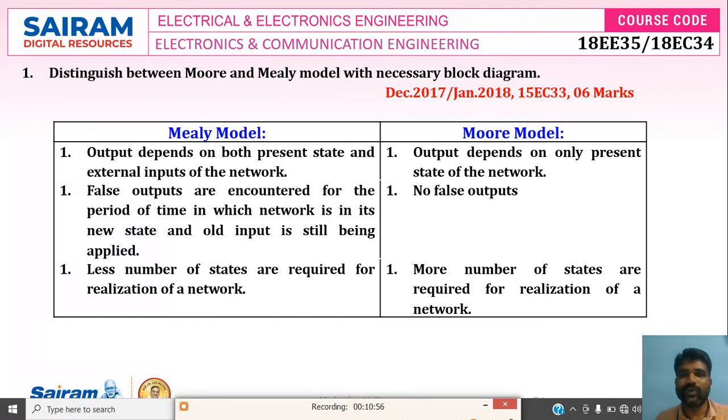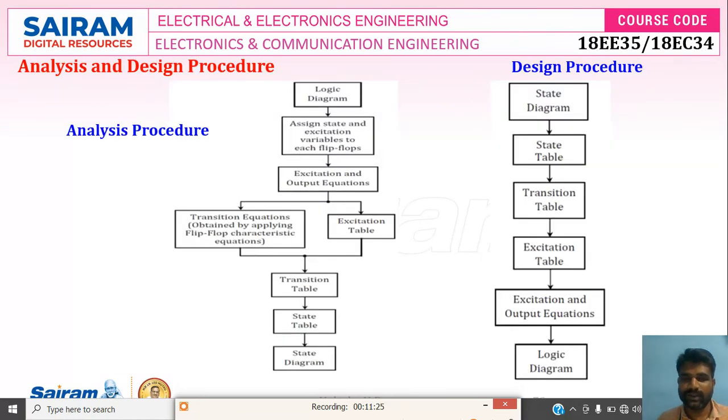So these are the small differences between the Moore and Mealy models. In Mealy, output depends on both present state and external inputs, and in Moore it depends on only the present state. In Mealy there is a chance of false output; in Moore there is no chance of false output. Mealy requires one less number of states for the same network, and Moore requires more states for the realization of a network. Clear?